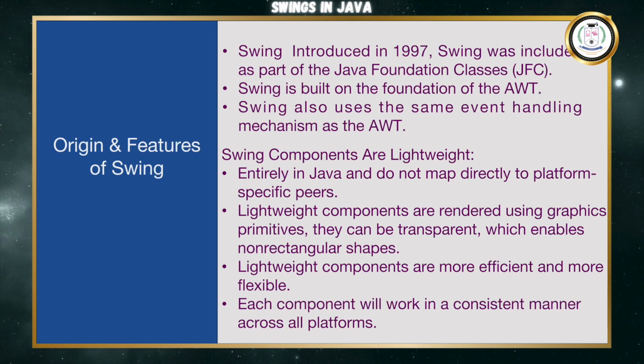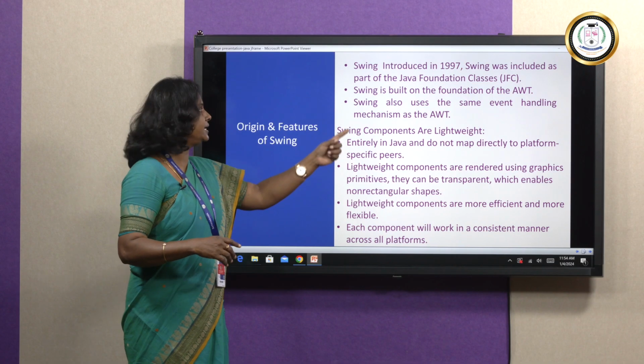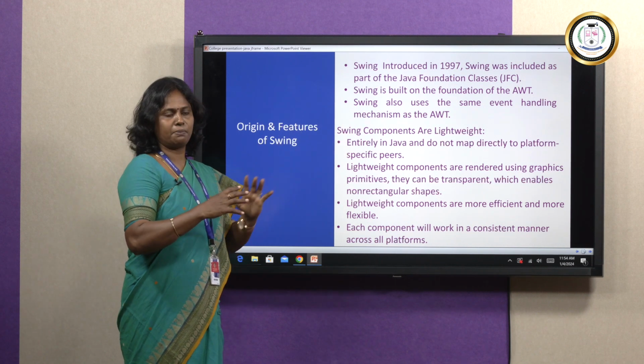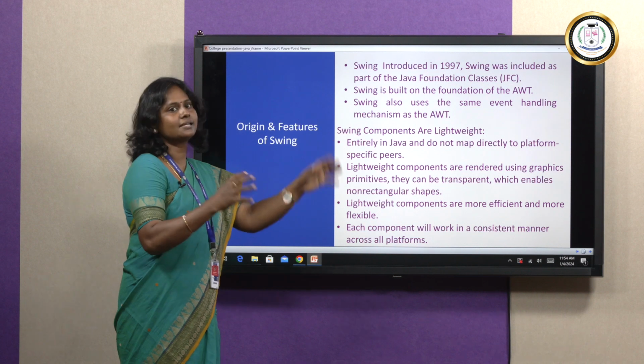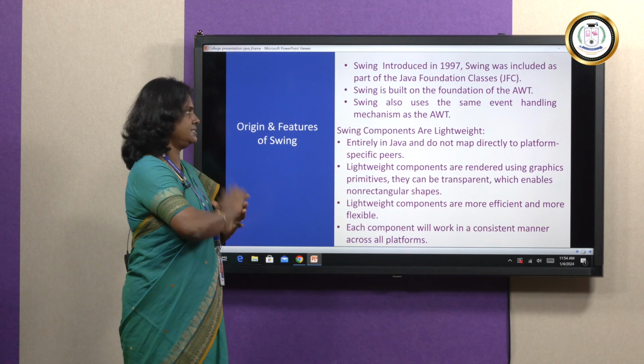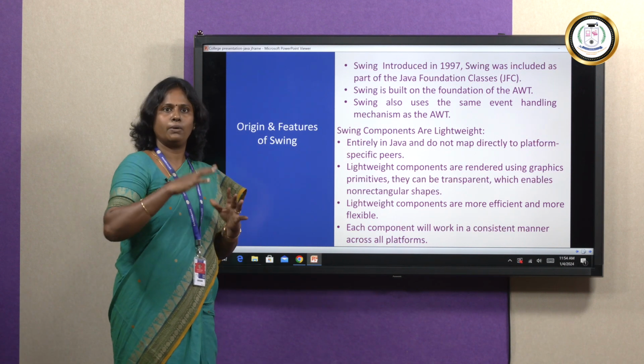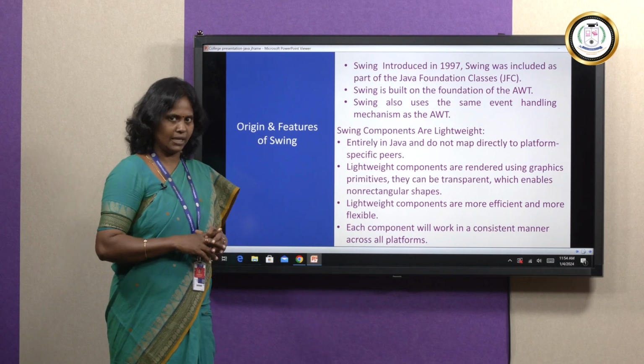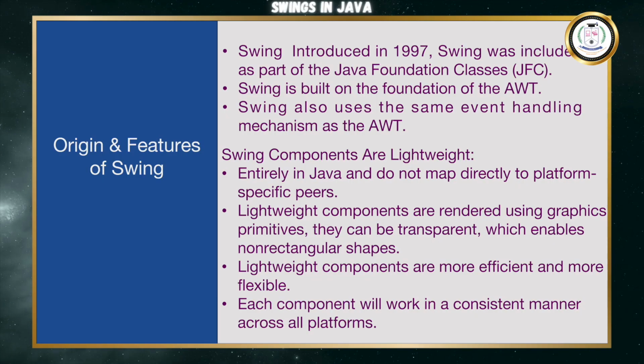Next one is the origin and features of Swing. In which year was Swing developed? In 1997 Swing was developed. What is the part? What does the part mean? Java Foundation Classes. It is called JFC. The basic functions are rendered from AWT, so it is a basic foundation from AWT.